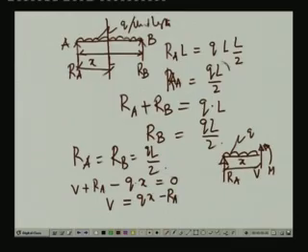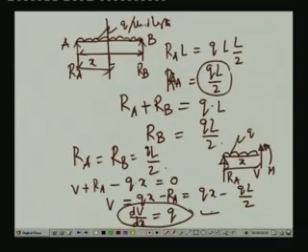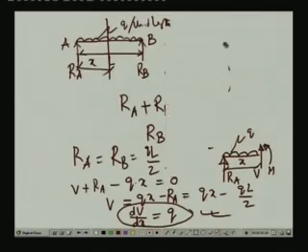and RA as we have seen is QL by 2. So, this is equals to Qx minus QL by 2. Now, if we take the derivative of this, dV dx is equals to Q, which conforms to the derivation as we have seen right now. Now, if we compute the value of the bending moment, if we take moment about this particular point, then we have moment M, which is in an anticlockwise direction.